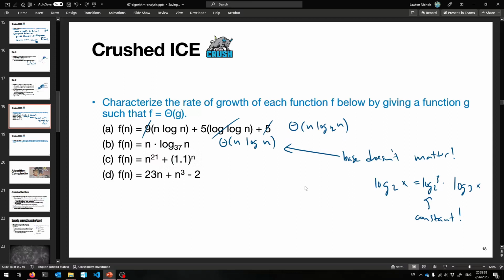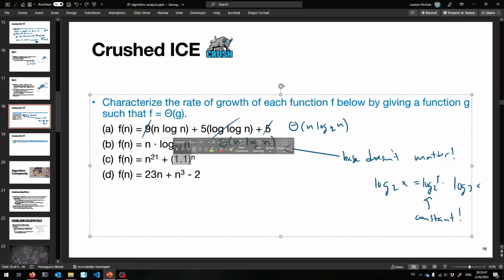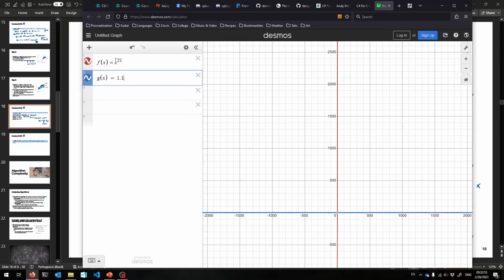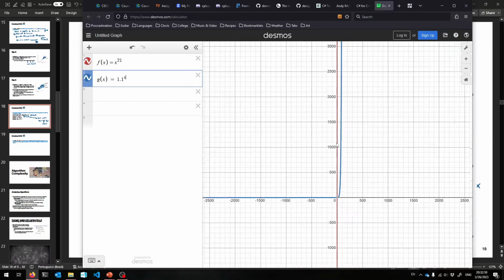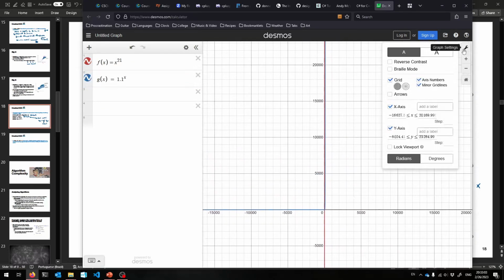Which one is the smaller factor? If you think about this long enough, if you graph this, it's this one that's going to win. n to the 21, let's say x to the 21. And then this is going to be 1.1 to the x. For a while. Oh gosh, I don't know how to properly do this. Maybe I'll have to zoom these out quite a ways.